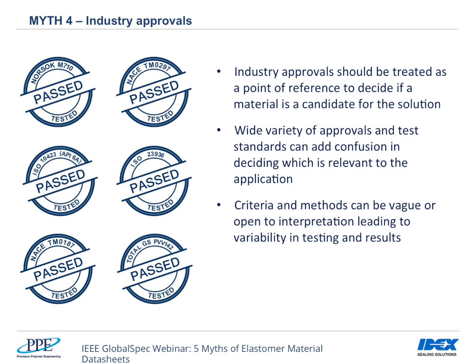We come to our fourth myth or misconception, and that's around the industry approvals and the testing. These should be treated as a point of reference to basically decide if this material is a candidate for the solution or not. Treat them as a benchmark. This should be listed as the bare minimum that the material can do. There are a wide variety of approvals and test standards, and this adds to the confusion in deciding which is relevant to the application. The criteria and methods can be vague or open to interpretation. Before deciding on which industry approval is relevant to your application, it's worth taking a moment to read through them, understand them, and make sure that they are relevant. And if there are any changes that you wish to make, speak to your supplier about it.